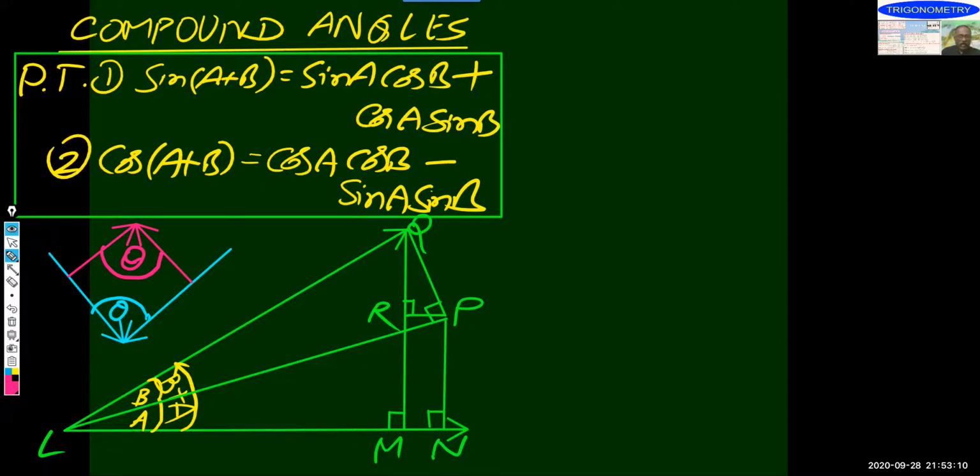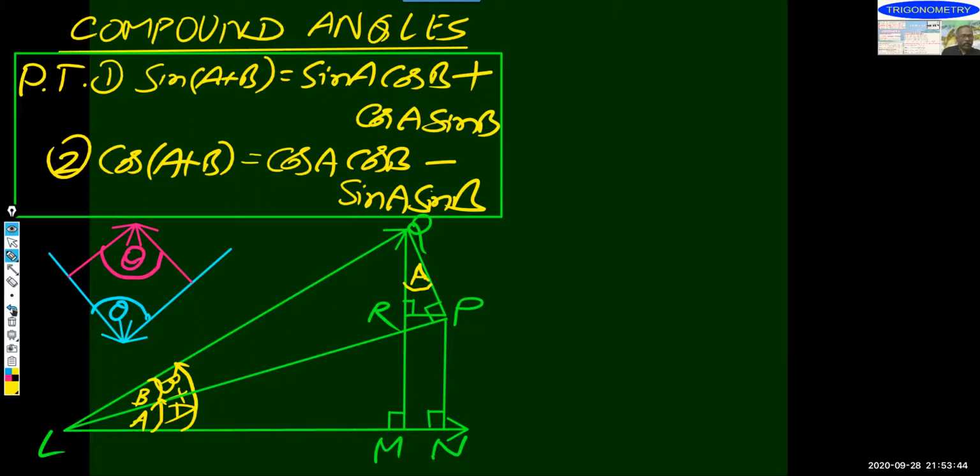Now, what is the line perpendicular to LP? QP. So, what is the angle between LM and LP? A. Yeah, that's good. This is A. Then what should be the angle here? That should also be A. Angle A is also angle A. This is what you have to understand.